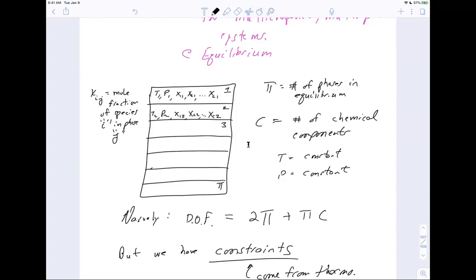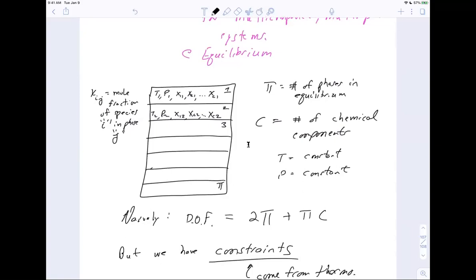I haven't yet proven the fact that for a multi-phase system with multiple components at equilibrium, the temperatures and pressures of all of the phases have to be the same. I will prove this independently and put it up as a file for those of you who really need to be convinced. So we have constraints that all of the temperatures and pressures, T1, T2, P1, P2, etc., all the way down to those for phase pi, have to be equal at equilibrium. And you know this intuitively, right?